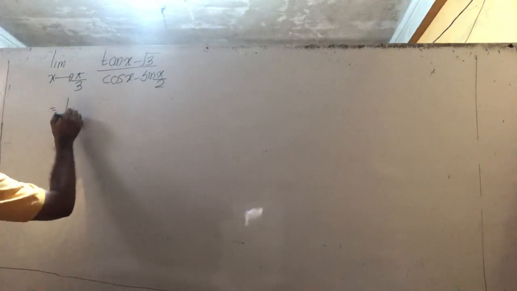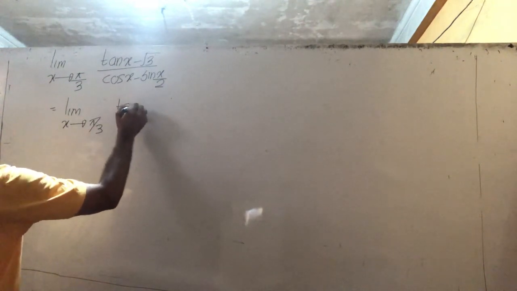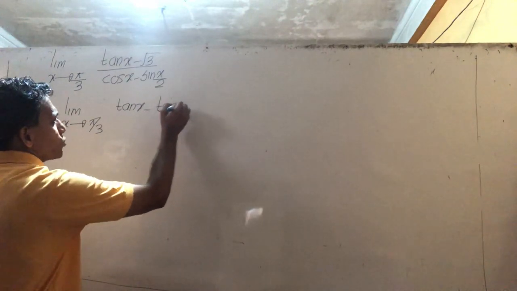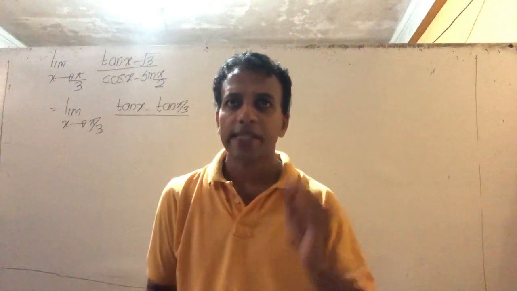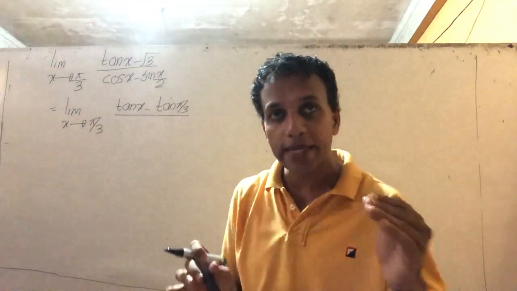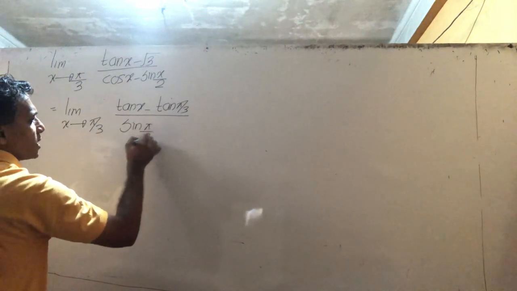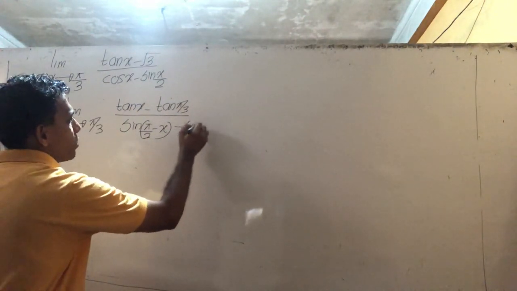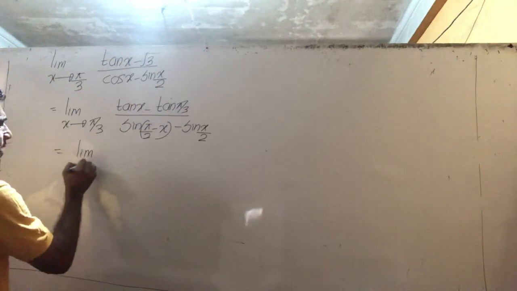It's equal to limit x tends to pi by 3, tan x is root 3, I am showing tan pi by 3, over, you know the limit theorem, especially for trigonometry problems, the idea sine theta over theta. Sine theta over theta is the main part in trigonometric issues. So my idea is to work out the sine theta over theta pattern. Therefore, write cos x as sine 90 minus x. Is it sine 90 minus x, cos x minus sine x by 2, sine x by 2. So limit x tends to pi by 3.